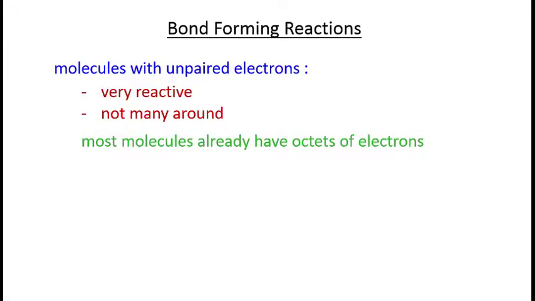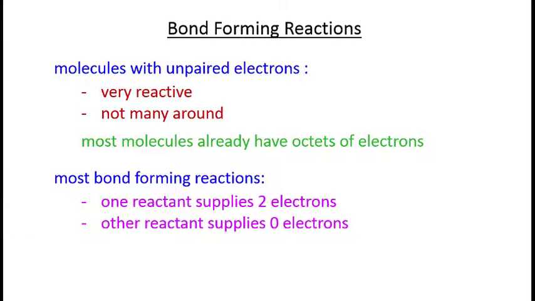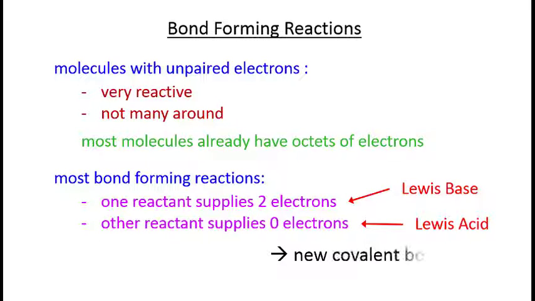It turns out that in most bond-forming reactions, one reactant supplies two electrons for the new bond, and the other reactant doesn't supply any. In the language of acids and bases, the reactant that supplies two electrons is called the Lewis base, while the reactant that supplies no electrons is called the Lewis acid. The Lewis base and the Lewis acid come together to form the new covalent bond, sharing the two electrons provided by the Lewis base.